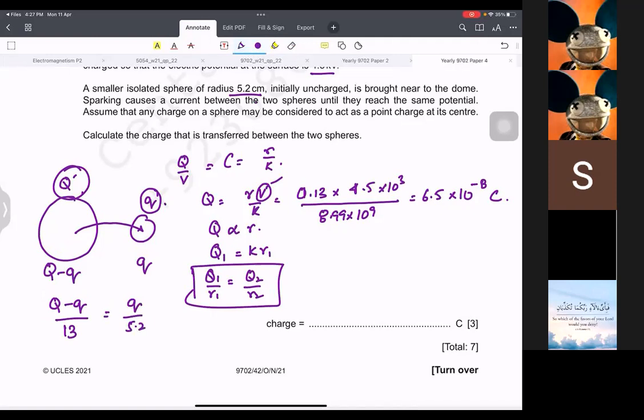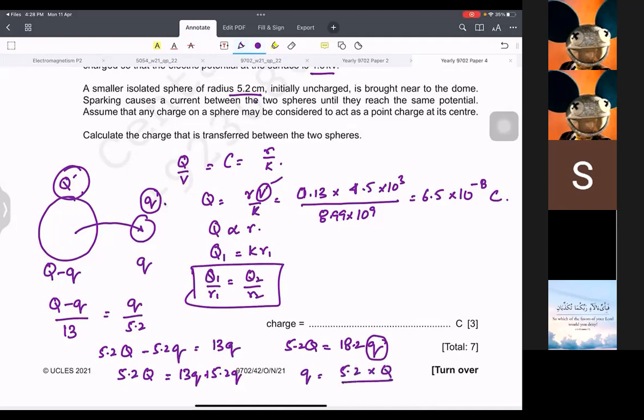What else do we need? Nothing else. So we are going to just write 5.2 Q minus 5.2 small q. This is equal to 13 q. And then we're going to subtract this, plus 5.2 q. So 5.2 Q equals 13 plus 5.2, 18.2 q. Now we want to find the charge that is transferred. We want to find q, right? So we are going to write it like this: 5.2 times Q over 18.2.